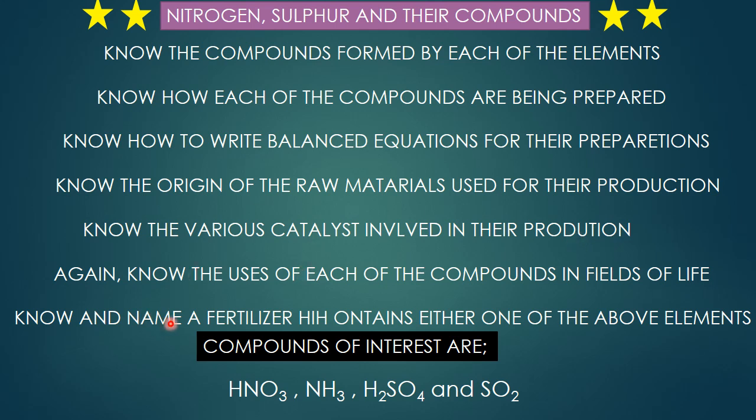Then friends, we should also know the names of the fertilizers containing either one of the elements above. The fertilizers we are talking about are nitrogenous and sulfate fertilizers. You should be able to identify those various fertilizers. The compounds of interest in this area are nitric acid, ammonia, H2SO4, and sometimes sulfur dioxide, though to produce sulfuric acid, you must pass through sulfur dioxide in the industry.